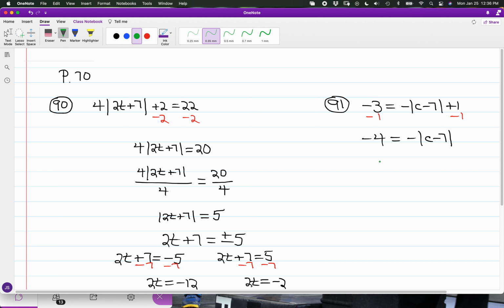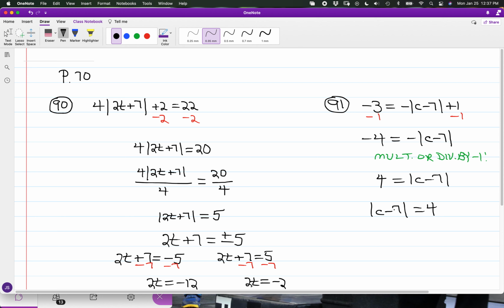Again, I'm going to multiply or divide the equation by negative 1, just to get rid of the negative sign in front of the absolute value notation. So what arises here is that 4 is equal to the absolute value of c minus 7. Here I can rewrite this, just switching the order from b equals a to a equals b format. So the absolute value of c minus 7 is equal to 4.